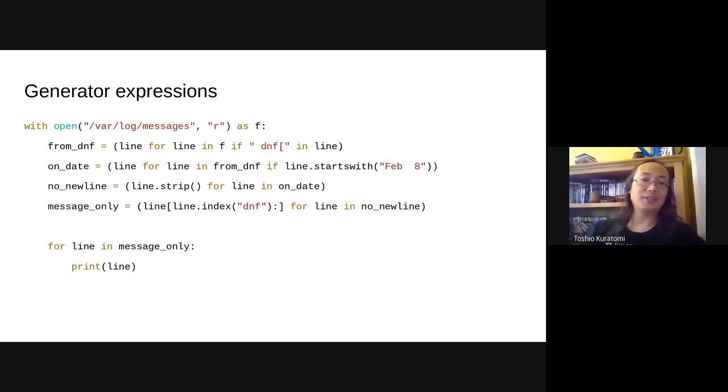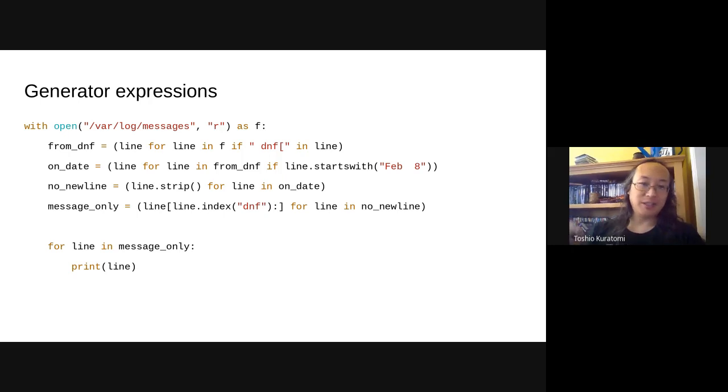So if we did this as list comprehensions, we'd first open var log messages. We'd then read in all of var log messages into this from DNF variable. And we're filtering it to make sure that DNF is in the string. We're only considering messages that are from DNF. So then from DNF would be a list that would contain all of those messages, some subset of the 2 gigabytes. Then we want to filter it by things that were happening on February 8th.